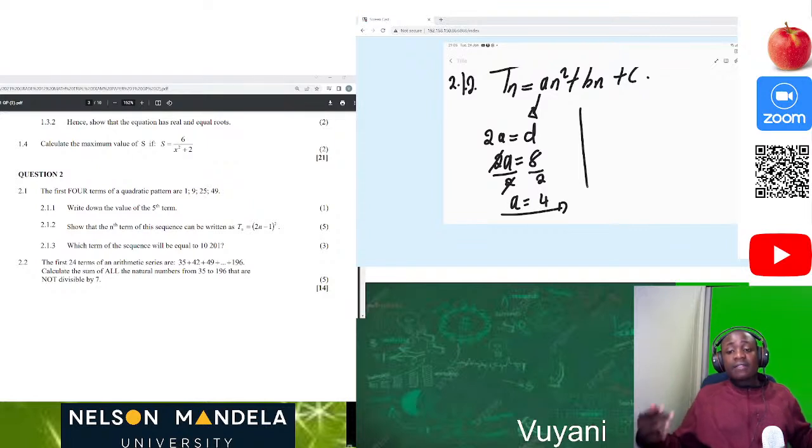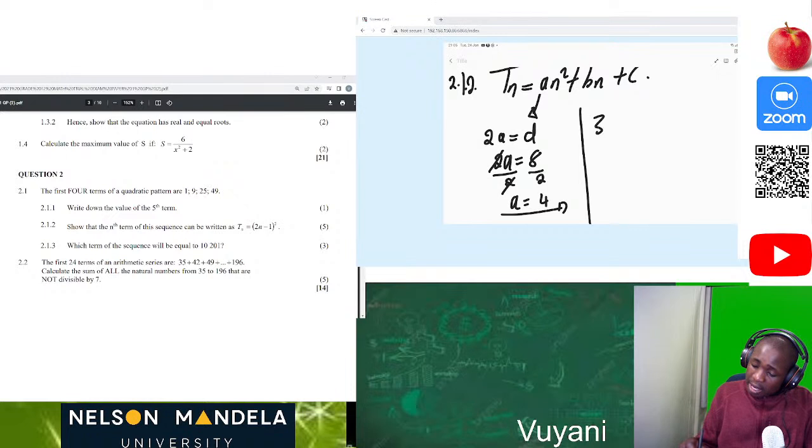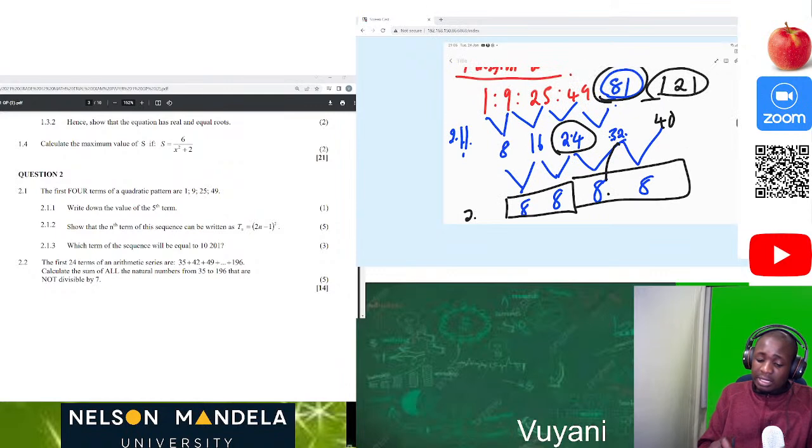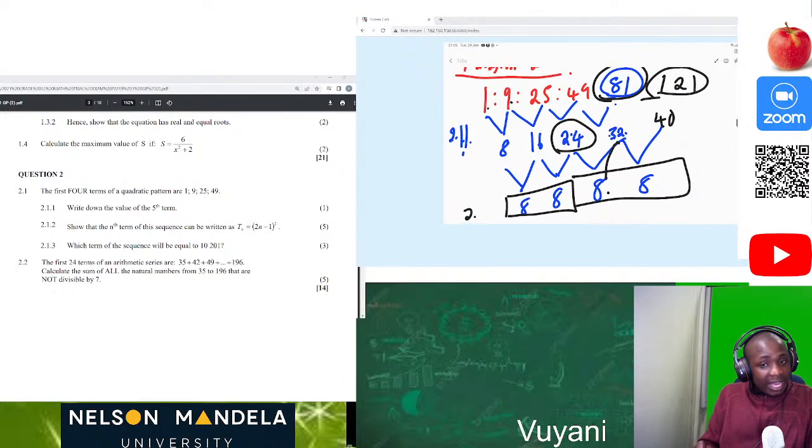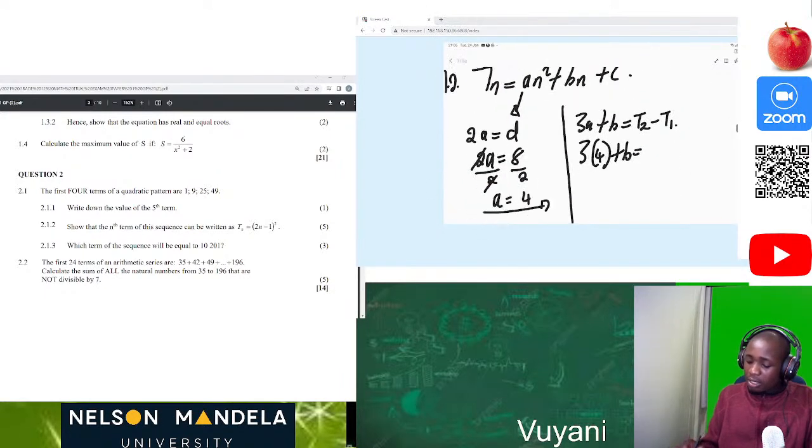How do we get the value of b? We know 3a plus b is equal to t2 minus t1. What is our a? Our a was 4, plus b is equal to, what is t2 minus t1? This is 9 minus 1, then we get 8. So our value of b will be 8 minus 12. Then our b will be equal to negative 4.